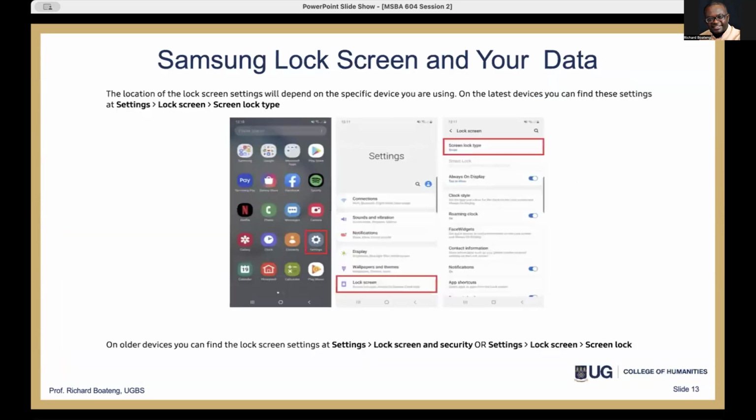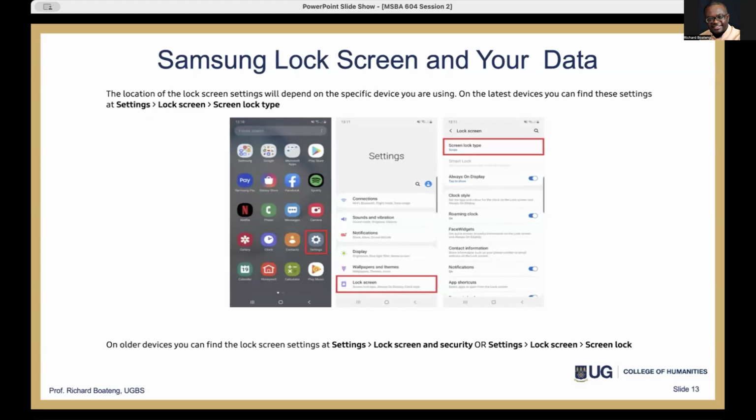So when you choose it, then it will tell you what the next thing for you to do is. The location of your lock screen settings will depend on the specific device. Because some of you want to make a choice, but where can you find it? Depending on what kind of Android you are running, or the device you're using, as it says, on the latest devices, you can find these settings under settings, lock screen, and screen lock type. What is it telling you? Step by step direction, which is part of procedure. So it's giving you direction. Procedure can give you a direction to locate certain things.